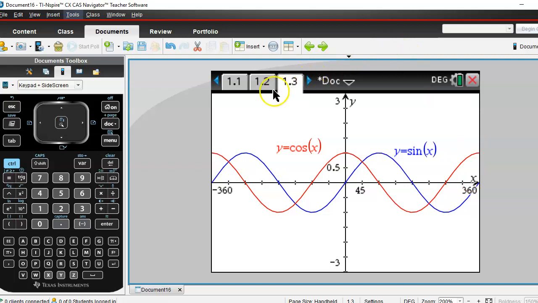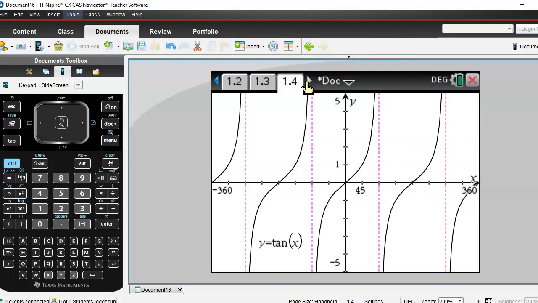Now, our next one is our tangent graph. Now this looks a lot different, and there's a bit going on here. In some of the other videos I got you to watch, you would have seen that because tan is sine divided by cos, that's why we get this different shape.